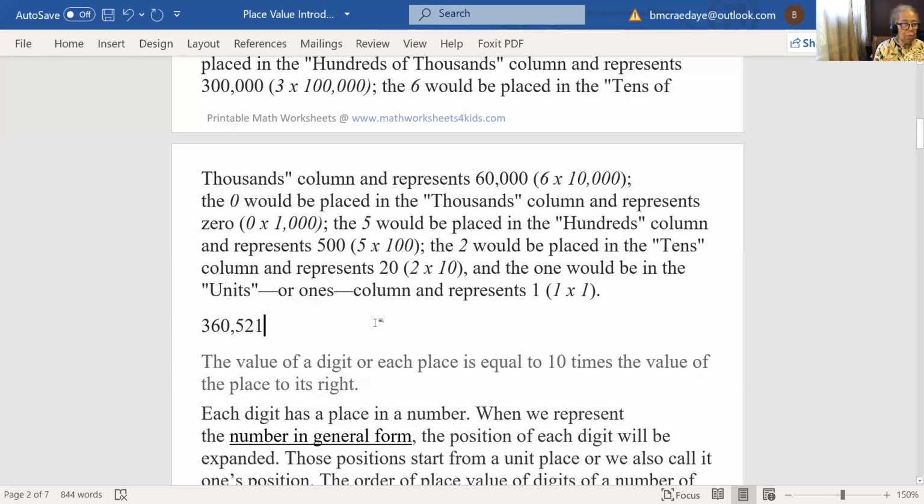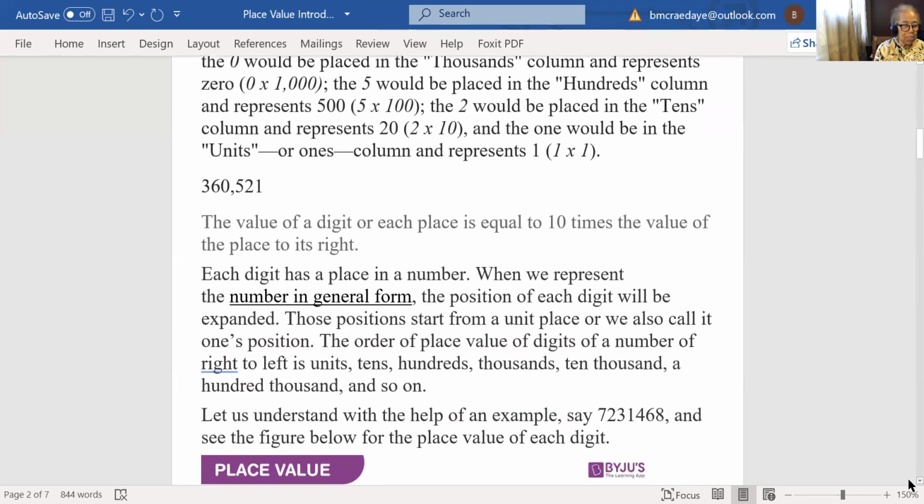Now, we can represent our numbers with the place values. We can also represent them in what we call general form, where we can expand each of the digits, just like I just said. Okay, now let's take a look. And notice this is just emphasizing what we just said. From right to left, we have units, tens, hundreds, thousands, 10,000, 100,000.